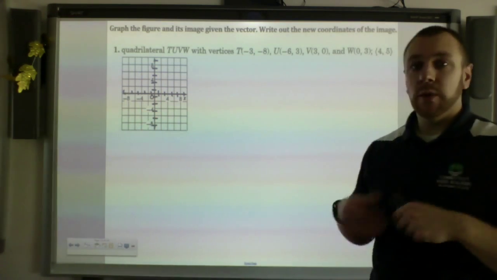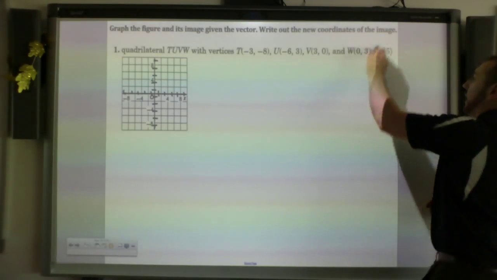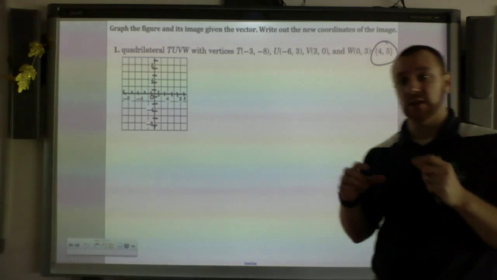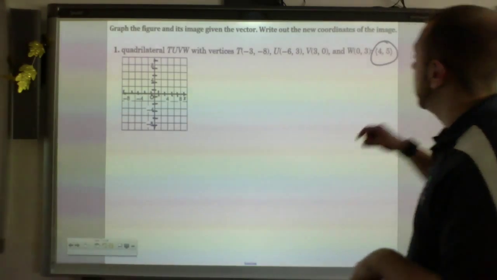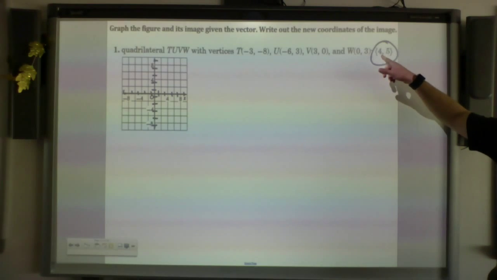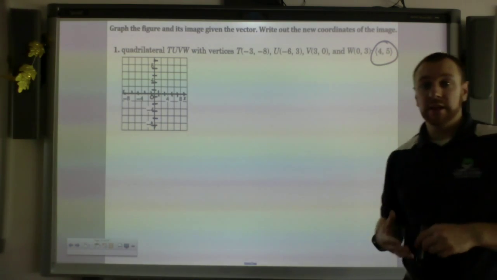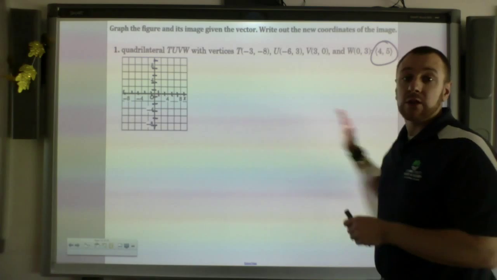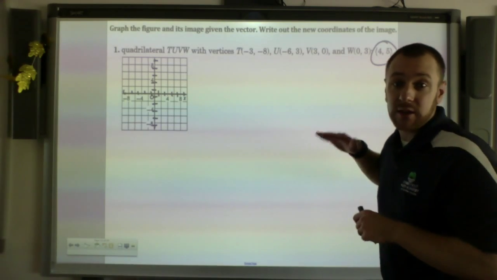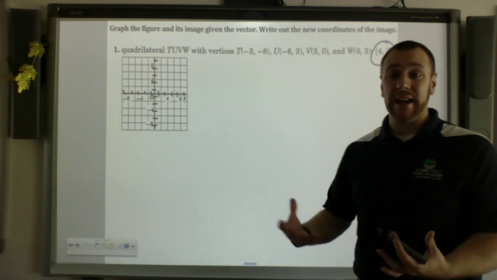But there's another way of doing translations. If I take this vector, again, this is the vector that's in the carets, okay? And I look at my original points. I know I'm going to move it 4 units to the right and 5 units up. That means my x's are all going to increase by 4 and my y's are all going to increase by 5. That means it's just adding.